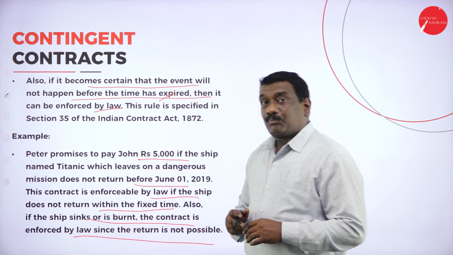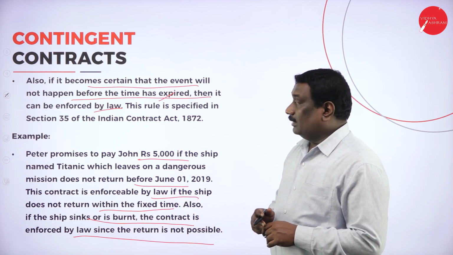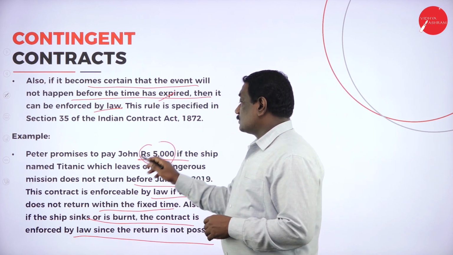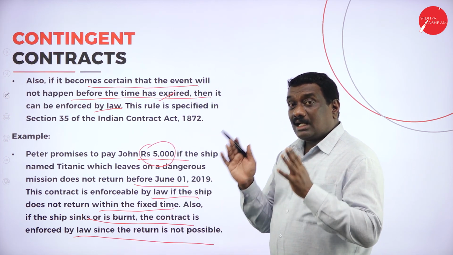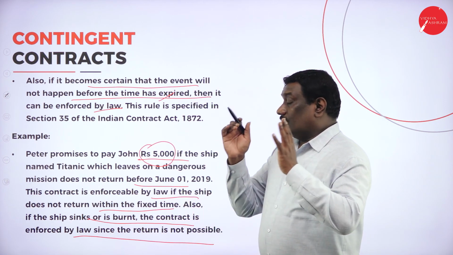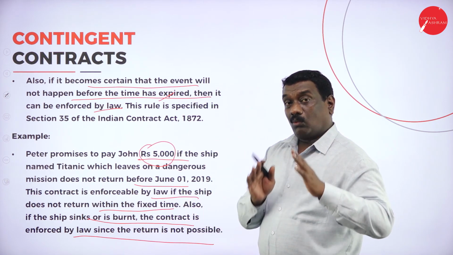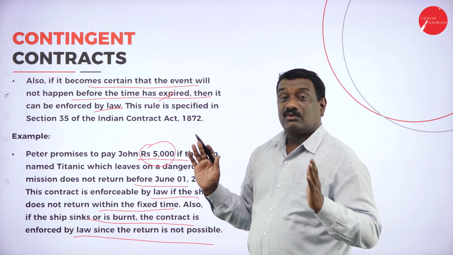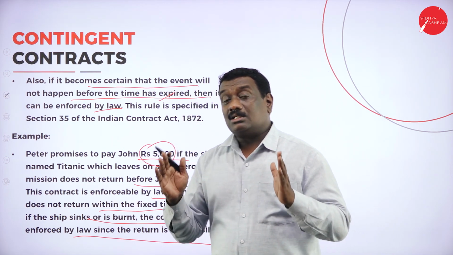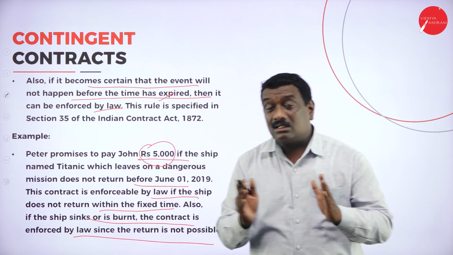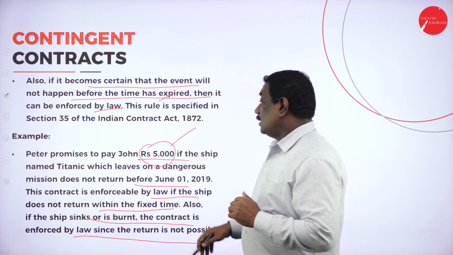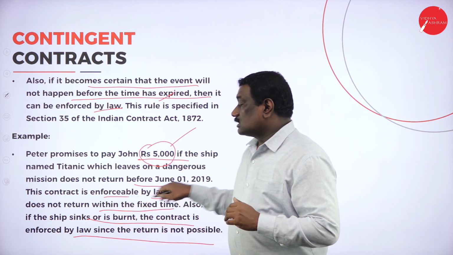So here again I'll repeat the example for this particular rule. Peter is promising John rupees 5,000. Why? Because he says, if that particular ship called Titanic, which is on a dangerous mission or a voyage on a sea or an ocean, does not return before June 1st, then he is going to pay rupees 5,000. Now this contract is enforceable by law.